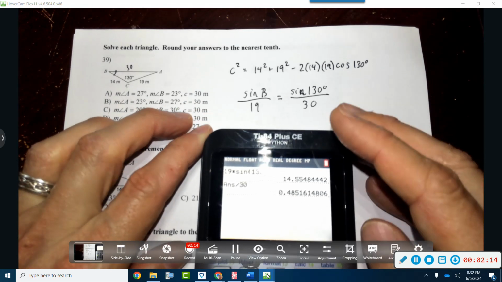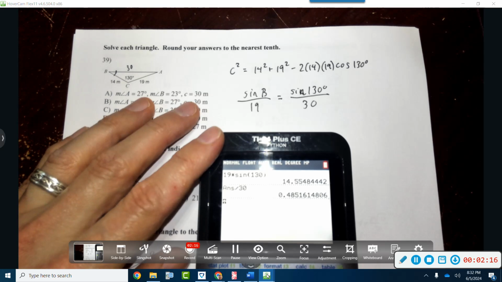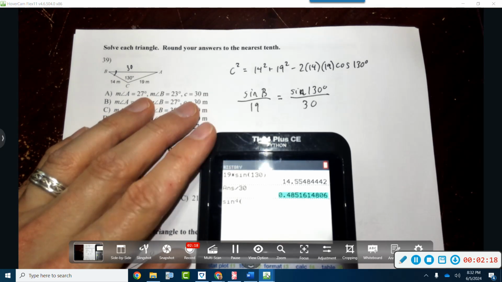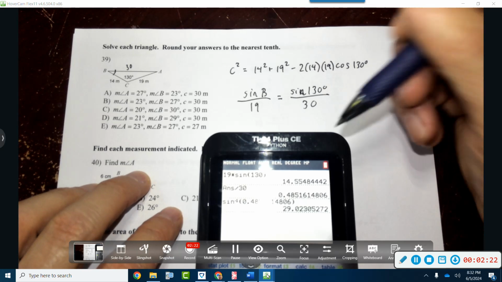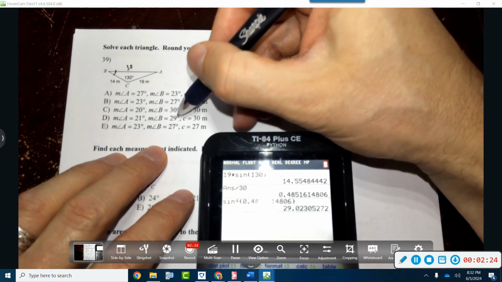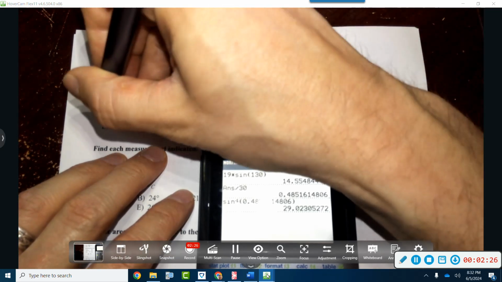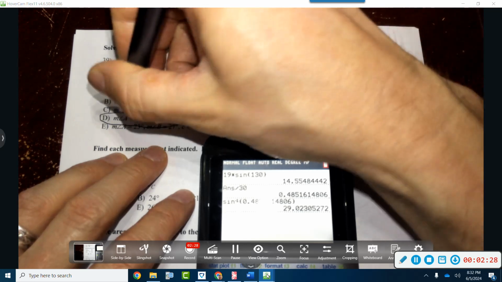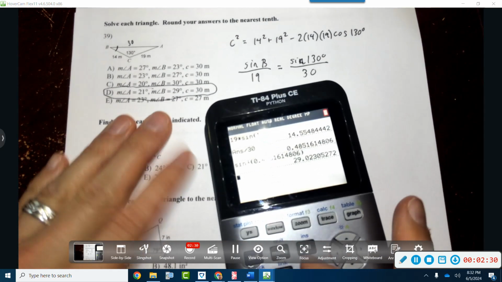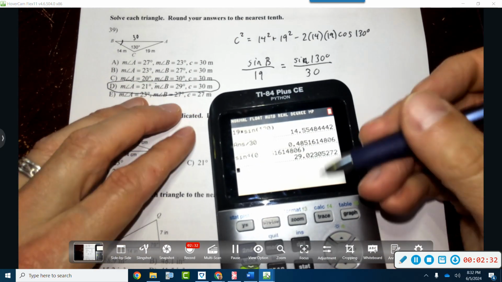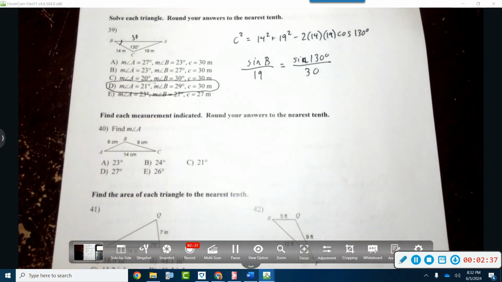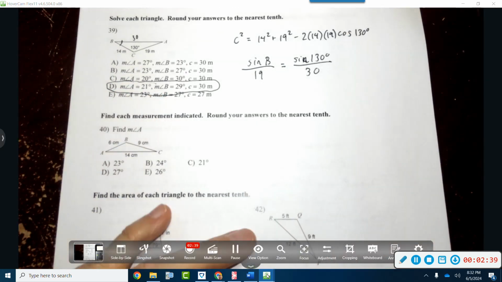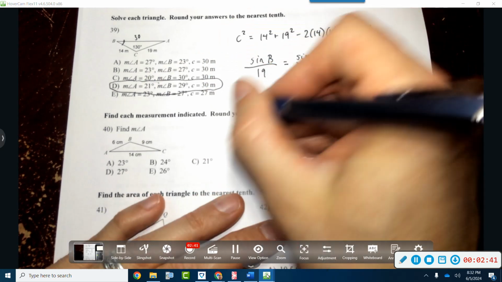0.485. Now that is a sine, so I do the inverse sine. Okay, and I get 29 degrees, so that was B, and the only one to have 29 degrees is this guy. So I can get away with not having to solve for A, which, if it's 29 degrees, you take the 130, add them, and subtract from 180. Anyways, this one you have to use the law of sines.